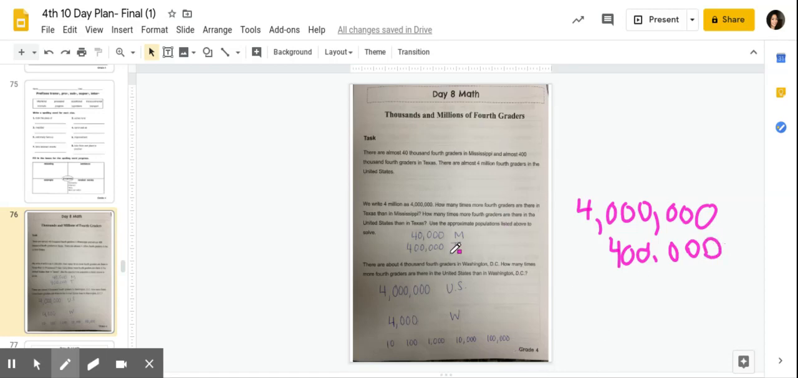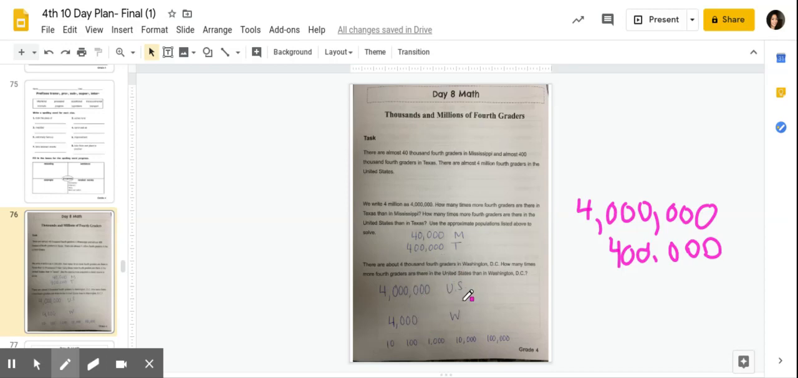Okay, and so now you're going to compare them. This is US, this is Texas. How many more place values to the left does this have than this one? And so just see how many more zeros. If you notice here, it's only going up by one column. So does that mean you're multiplying by 10, 100, 1,000, 10,000, 100,000?